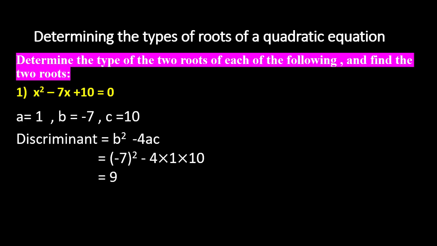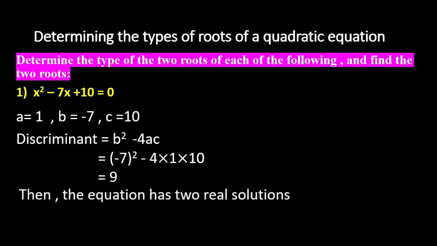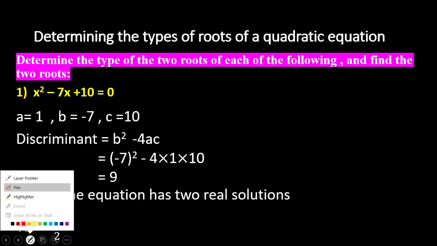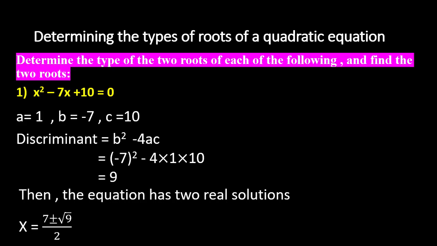Okay, so it's positive. It means that we have two real roots or two real solutions. Let's get the two solutions. I'll use the general formula. Negative b, it means 7, positive or negative square root of the discriminant, which is 9, over 2. So the two roots are 5 and 2.